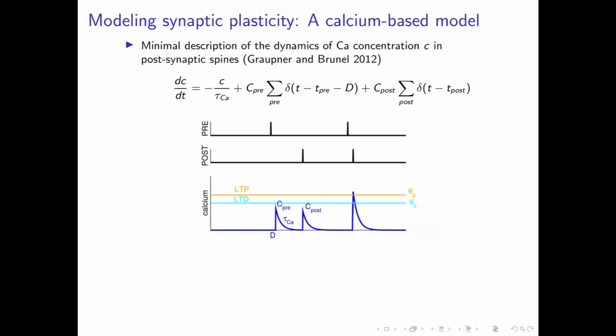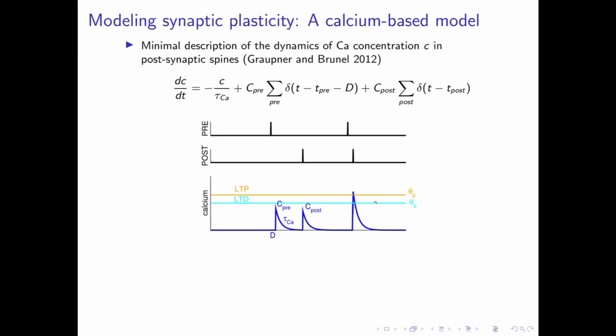So we built this kind of minimal description of plasticity, where the single variable that controls plasticity is just the calcium concentration in the postsynaptic spine. And the idea is that calcium transients are triggered by both pre- and postsynaptic spikes. So this is the dynamics of calcium in response to these spikes. These are simple jumps followed by exponential decay with some tau Ca.